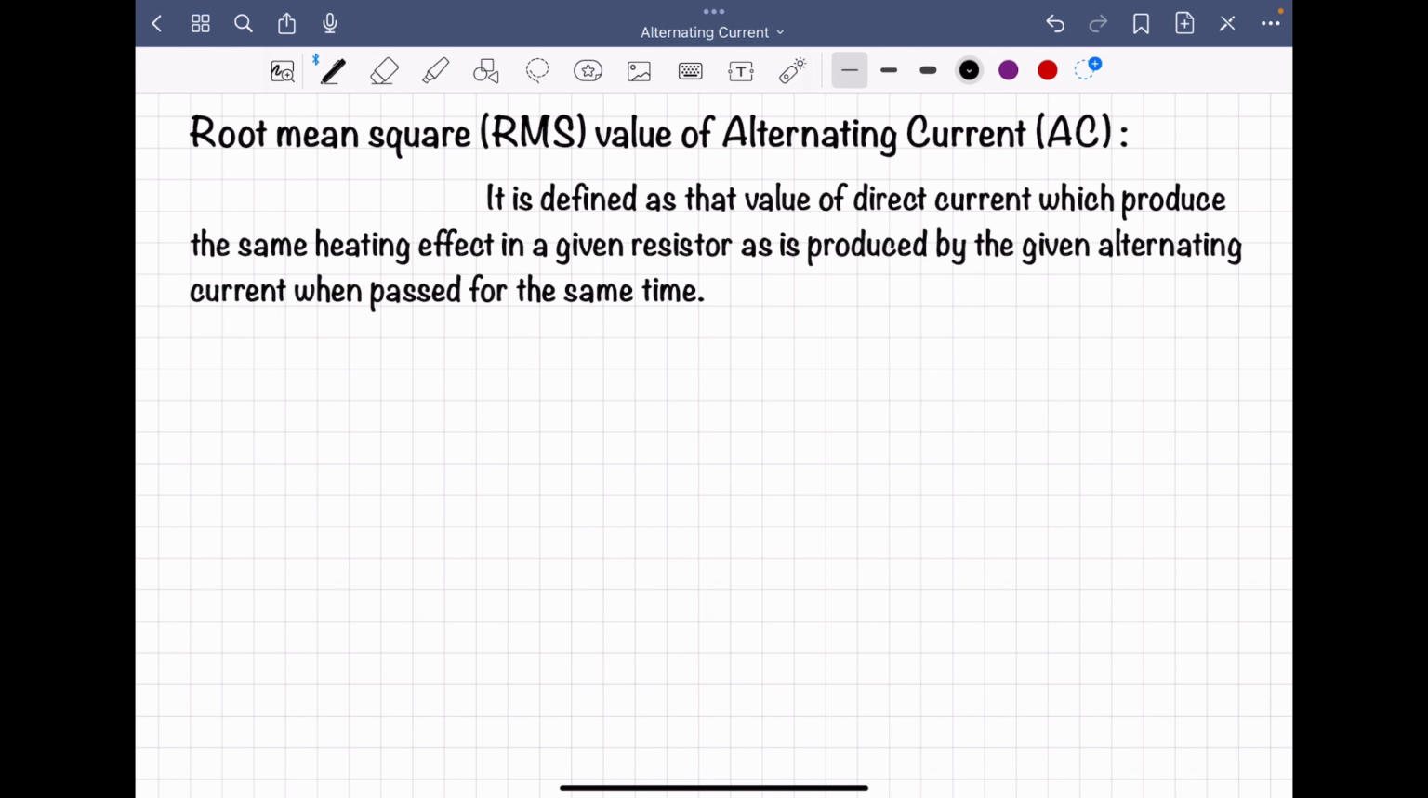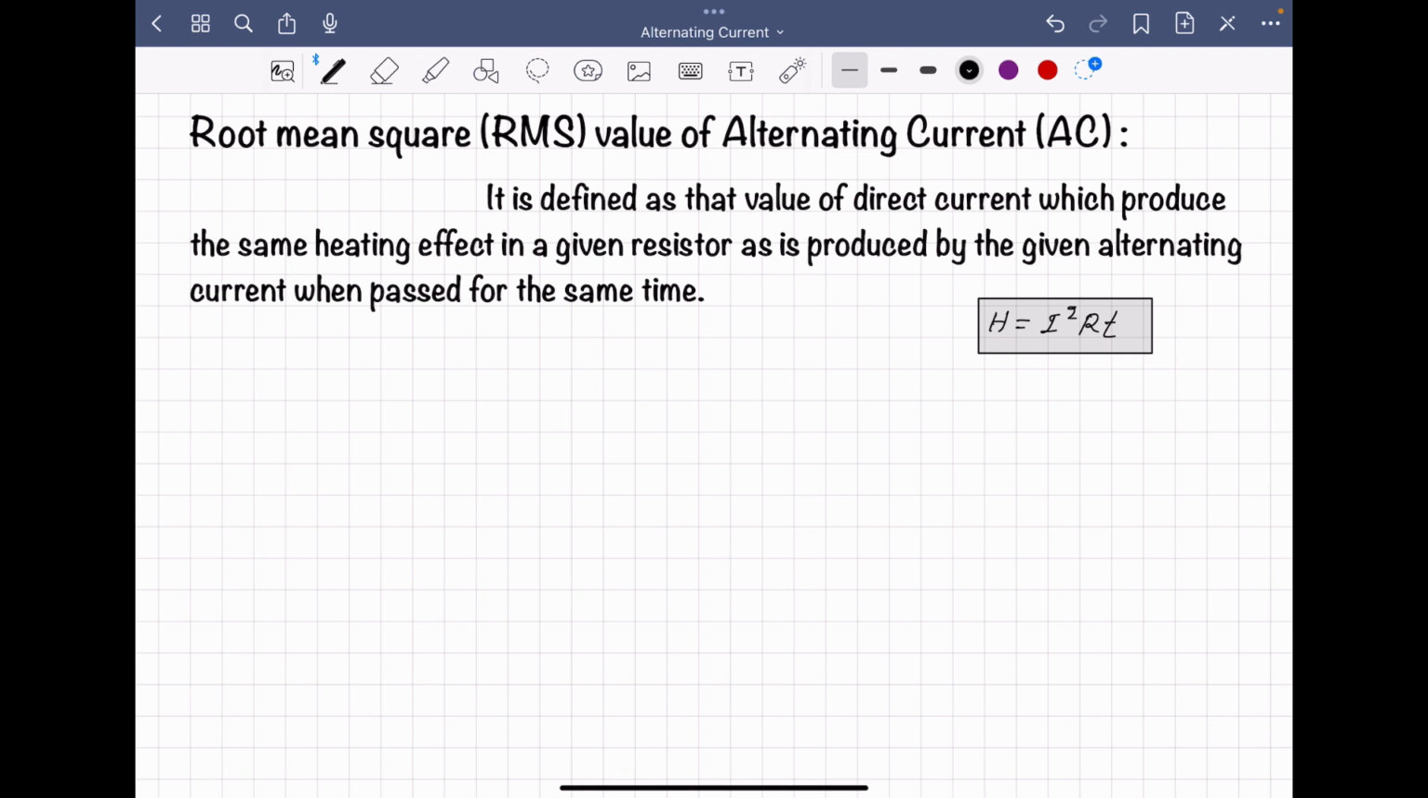Here we have to use Joule's law of heating, H equal to I square R T. We have to use this formula here. In place of I we have to write I naught sin omega t. Here some definition is written. It is defined as that value of direct current which produces the same heating effect in a given resistor as is produced by the given alternating current when passed for the same time. The same heating effect is produced by both direct current and alternating current.